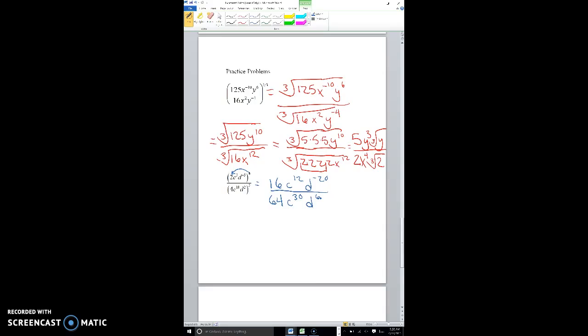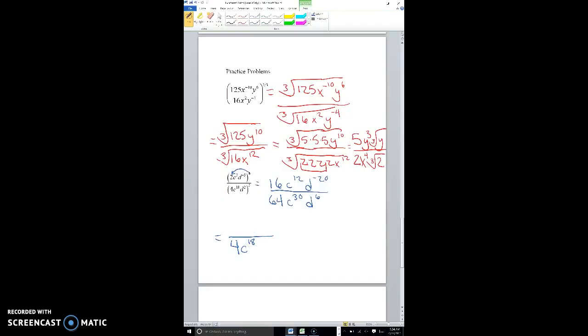So we can just start simplifying. 16 goes into 64. I want to say 4 times. Double check. I'm correct. When you deal with the c's, you can imagine there are 12 c's in the numerator and 30 c's in the denominator. So all of the 12 c's that are in the numerator are going to cancel with the c's in the denominator. So you're going to have c to the 18th.